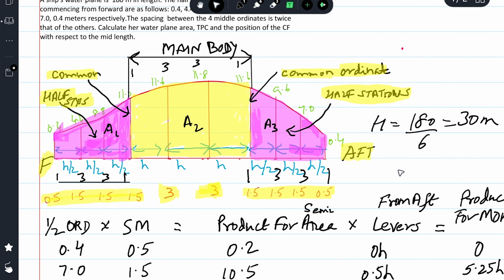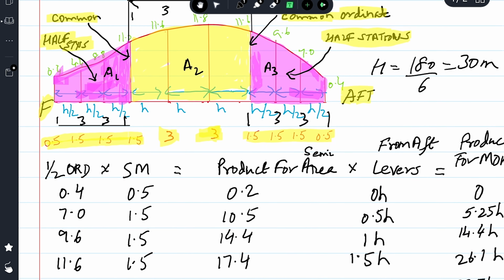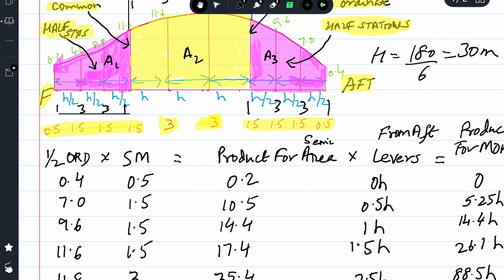So I will now make a table. First we write the half ordinates, the values which are given.